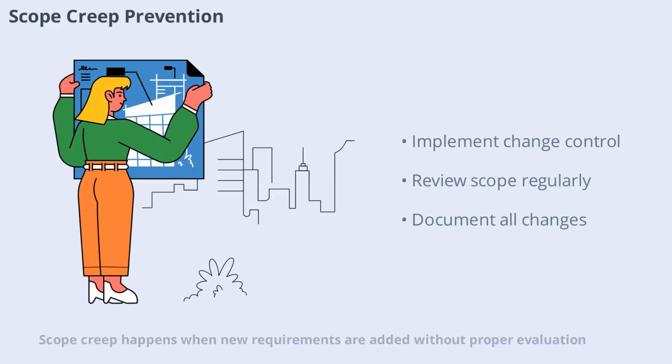Scope creep happens when new requirements are added without proper evaluation, leading to delays and budget overruns. Preventing scope creep starts with a well-defined scope and continues with strict change control processes. Regularly reviewing the scope with stakeholders and documenting all changes helps keep the project on track. Let's explore strategies to prevent scope creep and maintain project focus.